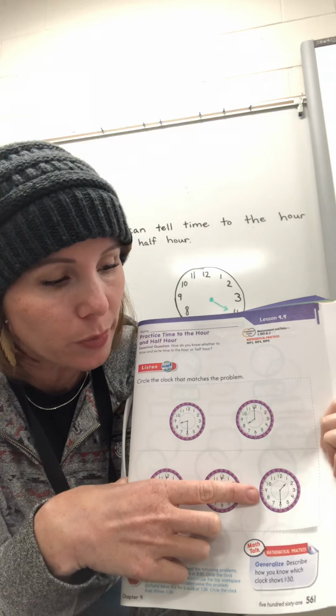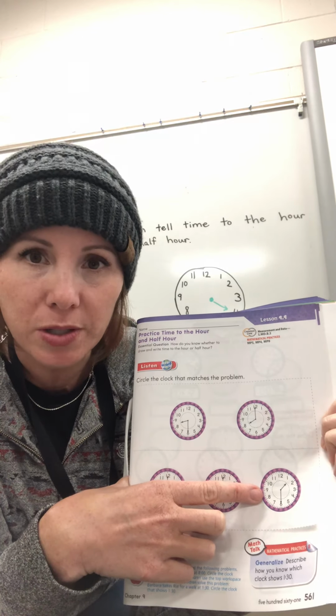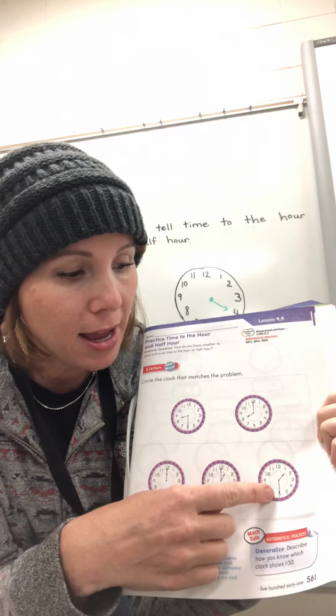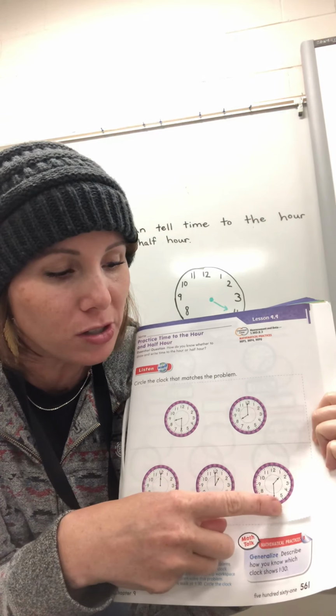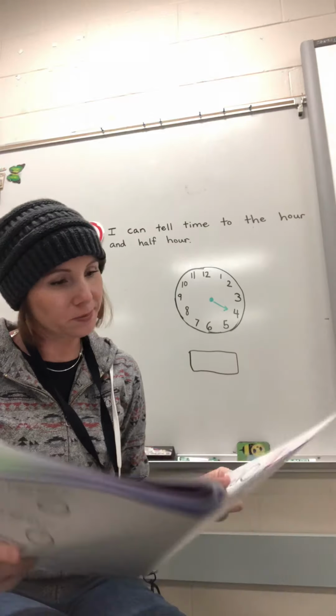Okay, let's look at the last one. Ooh, I see that the hour hand is in between 1 and 2, so it's past 1. And the minute hand is halfway around the circle, so it's on the half hour. That's 1:30. That's the one we're gonna circle. Okay, let's go to the next page.